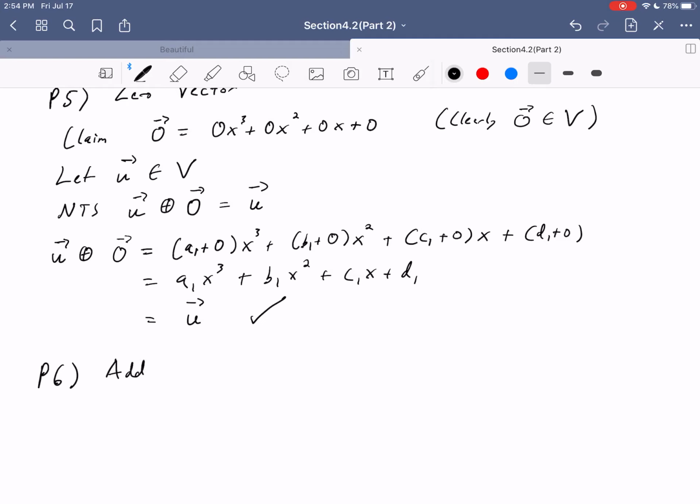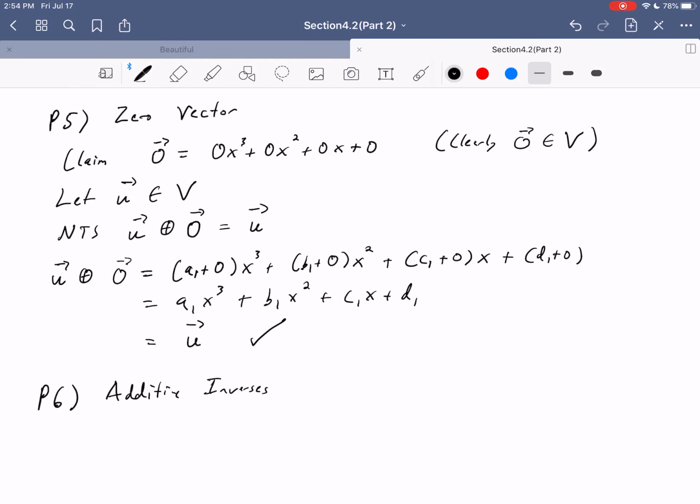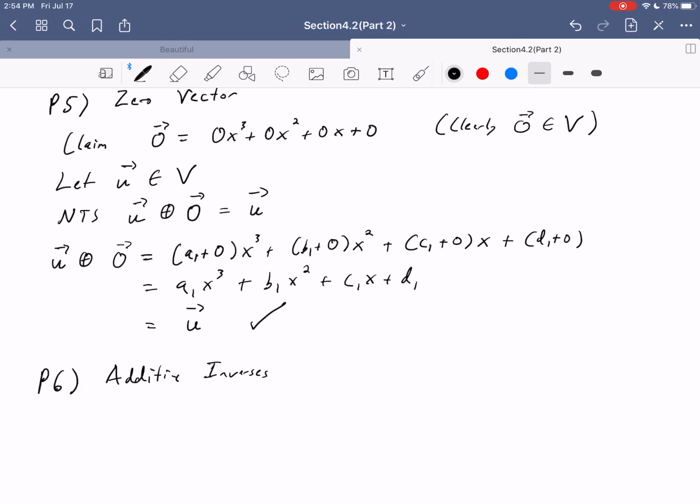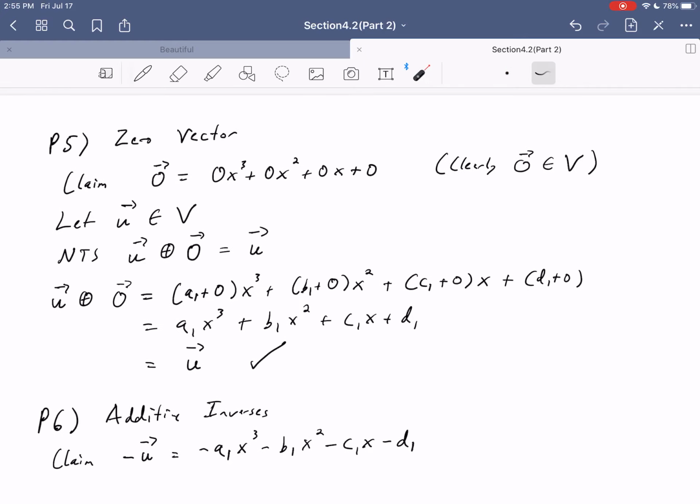Property 6 is basically having additive inverses. So we need to give a general formula for what the additive inverse of a vector is going to be. Well, we can imagine what that is going to look like, right? If we negate the polynomial, we should get its additive inverse. So we're going to claim that negative u is simply going to be negative a1x cubed minus b1x squared minus c1x minus d1. So very similar to how we did this here.